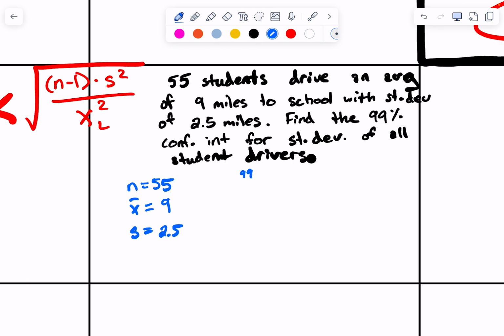So 99% tells me that I need my chi-squared left number and my chi-squared right number. How many degrees of freedom do I have? 54. Do we have a 54 though? We round down, which is up in the table. So we round to 50. So 50 degrees of freedom. Go to 50 and go to 99, and 99 is the very first and the very last column.